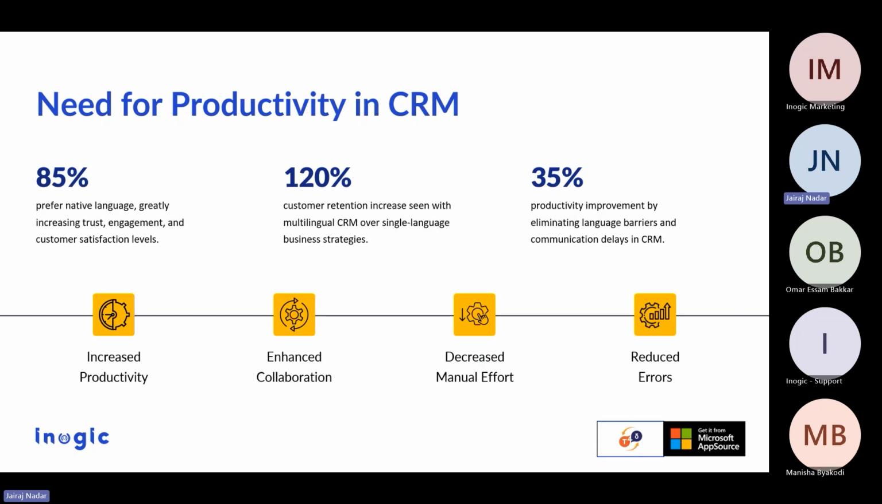So 35% of productivity is improved by eliminating the language barriers that users face on a day-to-day basis, when they look for a third-party application. This is where our Translate for Dynamics comes into the picture within the Dynamics CRM. The user doesn't need to navigate to any other third-party external application for their translation. If you put this tool in place, it increases your productivity, enhances your collaboration, decreases manual effort, and reduces manual errors.